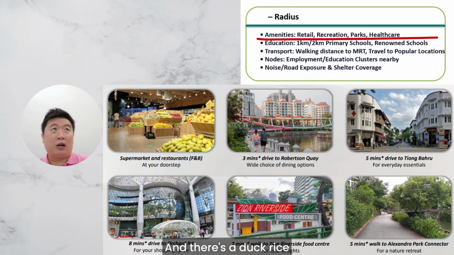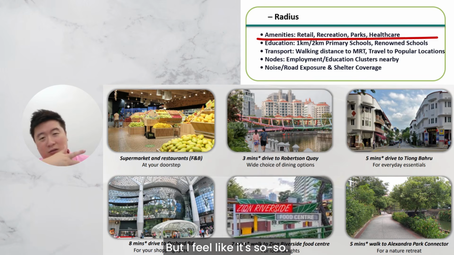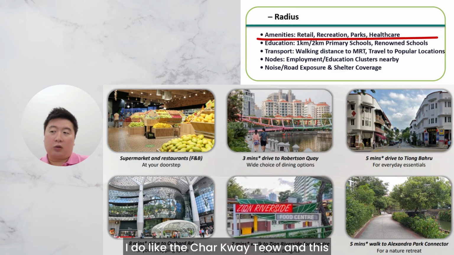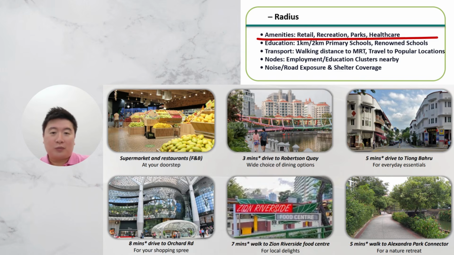And then there's a duck rice that is popular as well, but I feel like it's so-so. But I do like the char kway teow and this dan dan mian and the hong yu chao shou. Even the new cai fan here is not too bad, to be honest. And there's also a noodle store here that's nice, like a bak chor mee kind of store. Forgot the name because it's been some time since I came here.